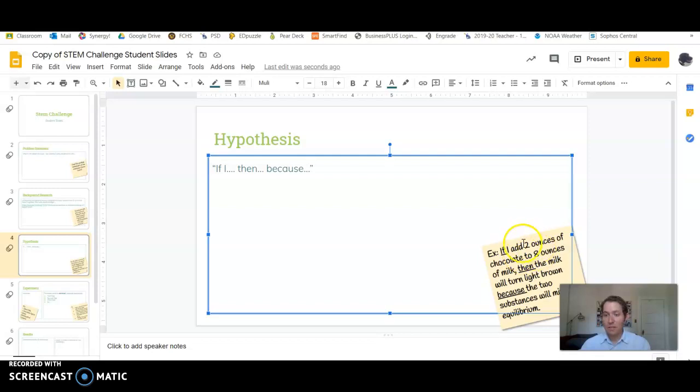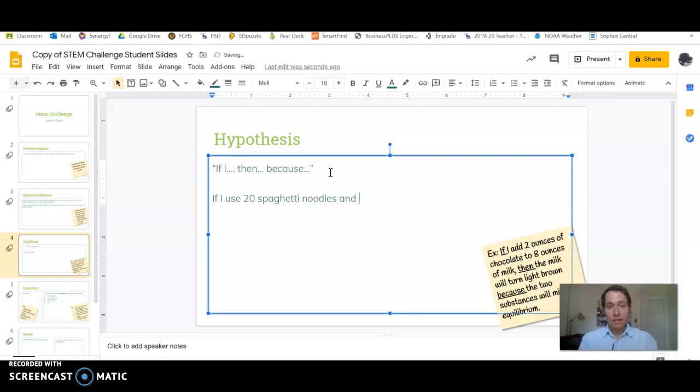So the example I gave in class was with chocolate milk, but I'm going to give another example here of the spaghetti noodles. If I use 20, I don't know how many you chose. It could be more, way more. It could be way less. Spaghetti noodles and, I don't even know, 30 marshmallows, then I can construct a tower that is at least 40, I have no idea, I'm making this up, but this is the format that you wanted to use.